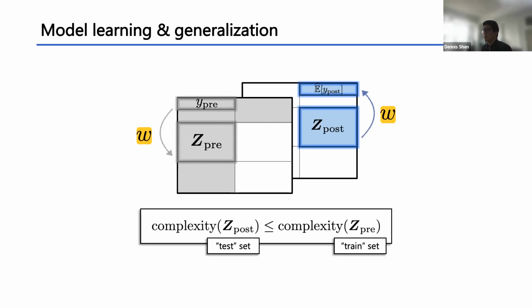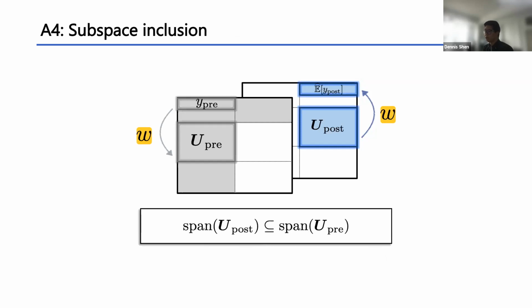To this end, we establish a sufficient condition that guarantees successful counterfactual estimation. Intuitively, this condition is really requiring that the complexity of your post-intervention data, denoted by Z post, used for prediction, is at most as complex as the pre-intervention data Z pre used for learning. More specifically, we're going to define complexity by the subspace spanned by the pre and post-intervention donor matrices.